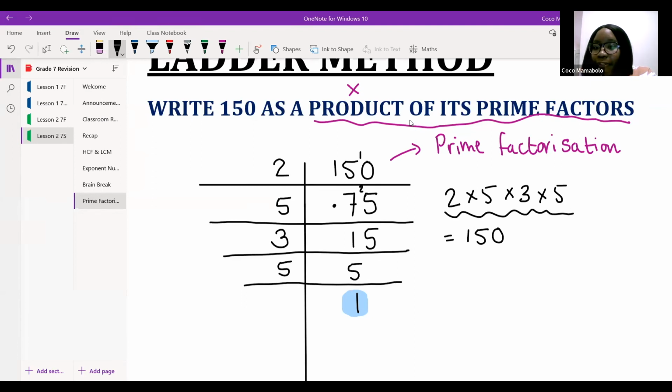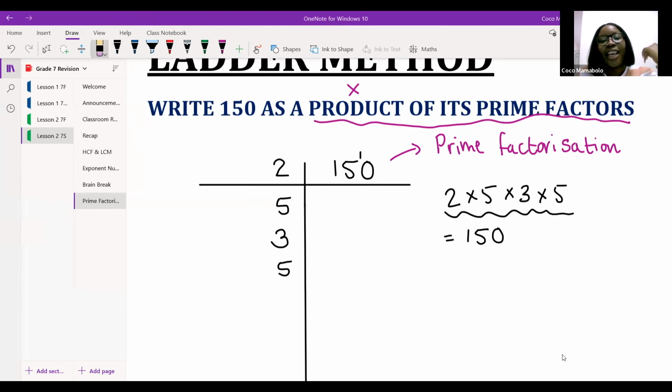Okay, good. Now, this means that I've broken 150 down into its prime factors. These are the prime factors of 150. And Nondumis is like Optimus Prime. So you need to hold on there. That's not what we meant. All right. No worries. No worries.